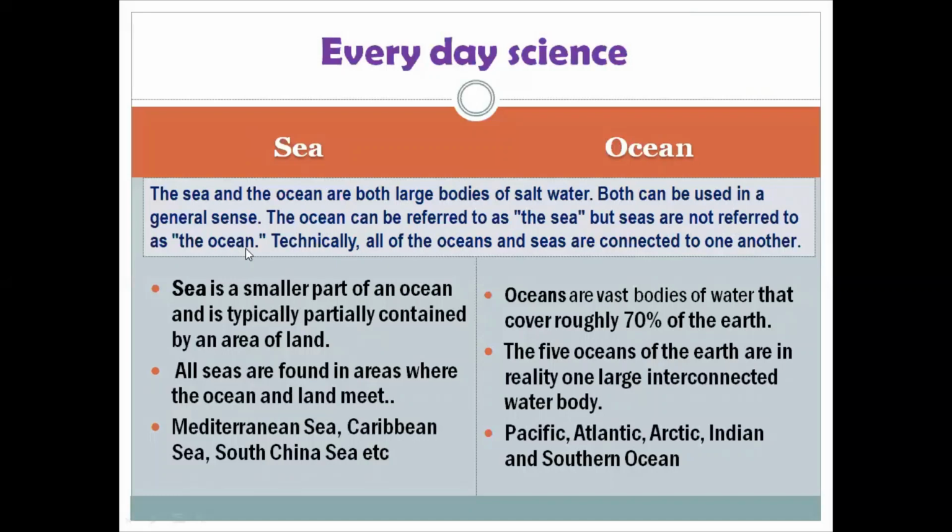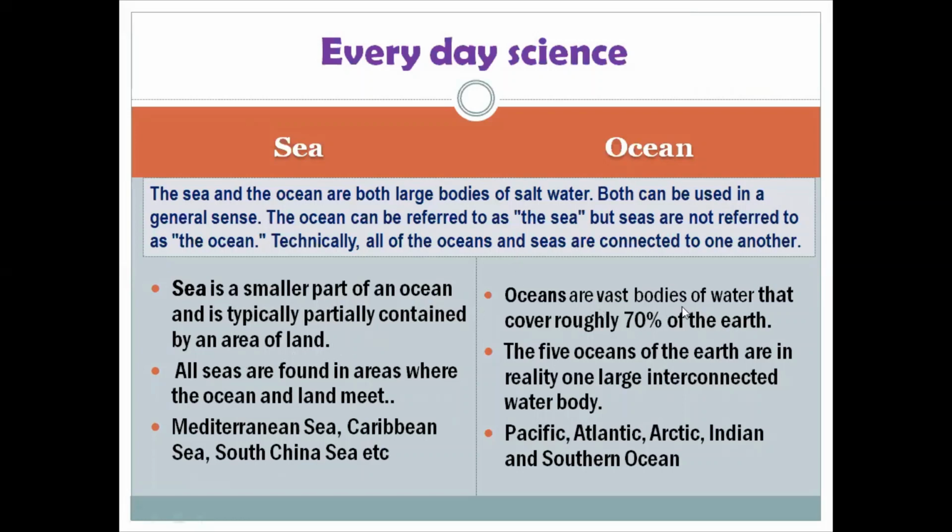So when we are using sea and ocean, we can say an ocean is a sea, but we cannot call a sea an ocean. Technically, all of the oceans and seas are connected to one another. If you look at the geographical existence of both the ocean and the sea, they all are connected. So a sea is a small part of the ocean and is typically partially contained by land. So here it says the sea is part of the ocean and that sea is usually connected to the land area, that is, connected with the continent.